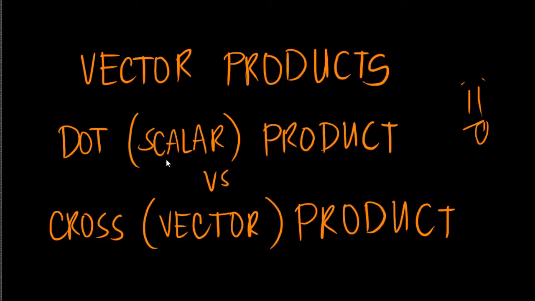Okay, so today let's talk about vector products, no? So dot or scalar product versus cross or vector product. So far we have learned to add and subtract vectors by using the component method, to get the resultants. We do the same when adding and subtracting many vectors.